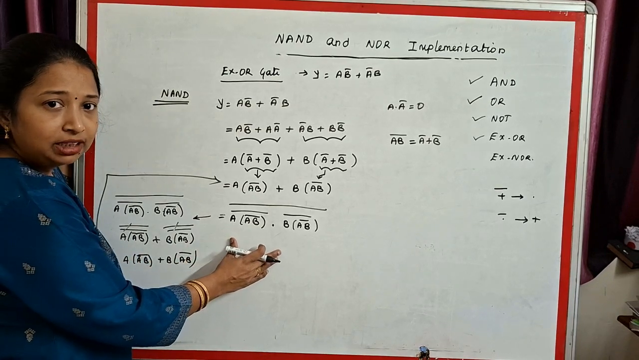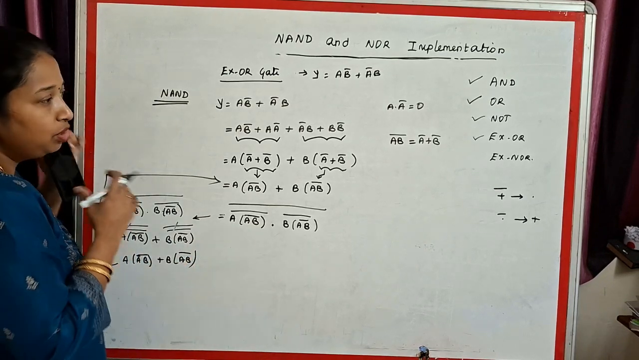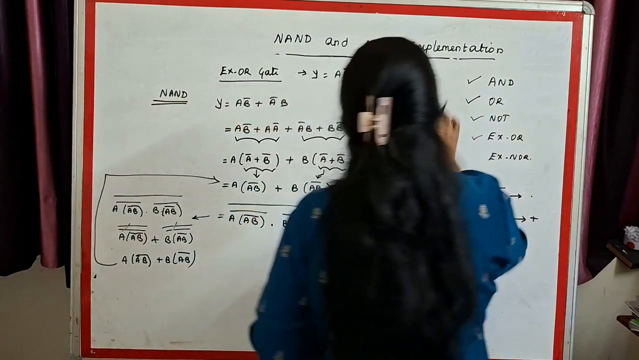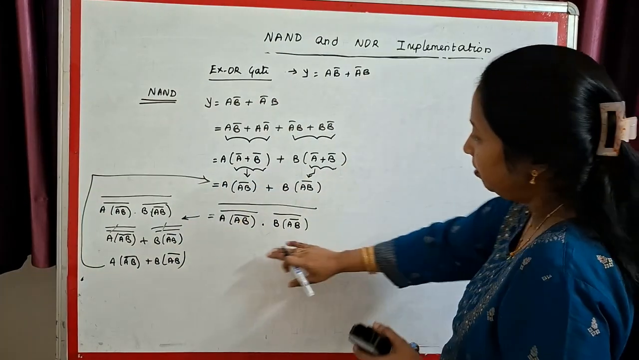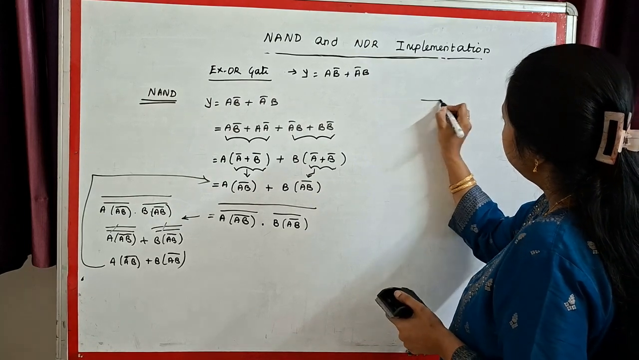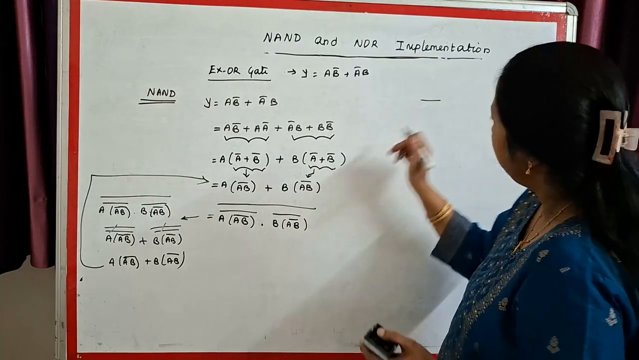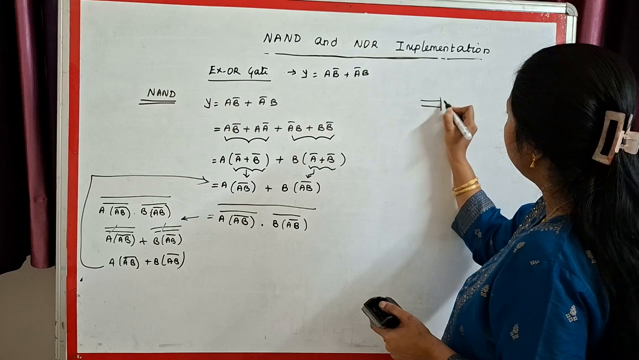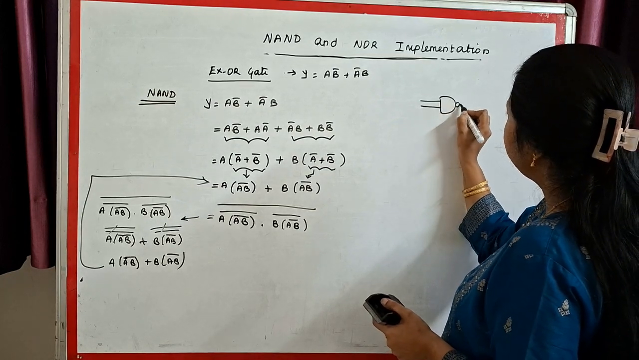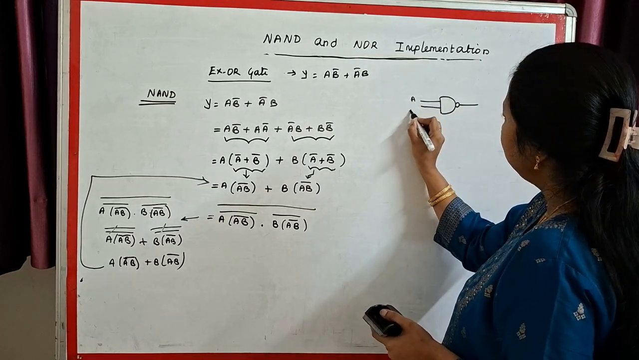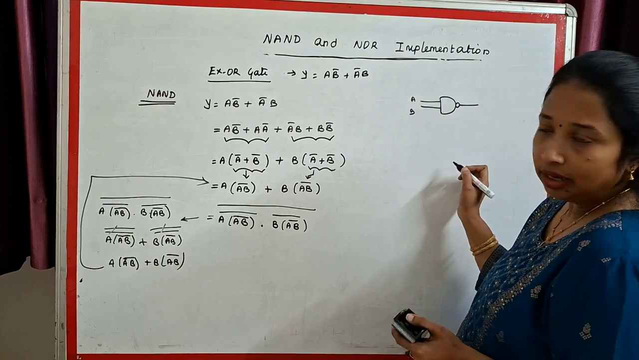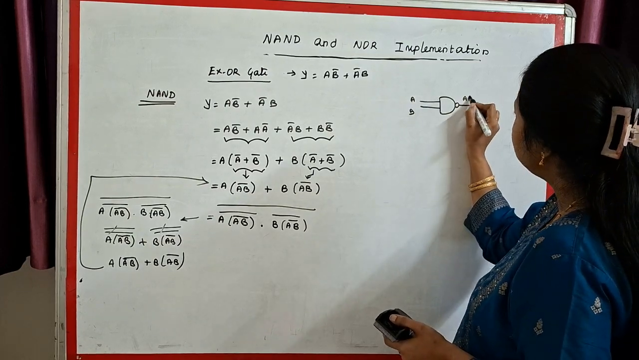Now, this is my final expression. I want to implement this final expression using NAND gate. How do you do that? For implementing, always start from the middle term, AB bar. I am taking AB bar here. What is the output of this? This is A and this is B. Right? And the output of this is AB bar.